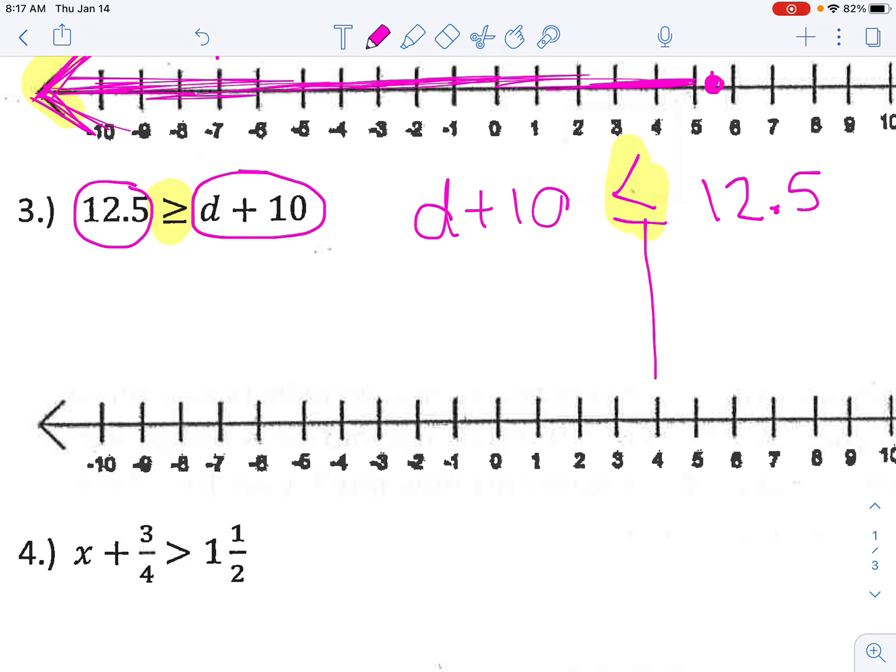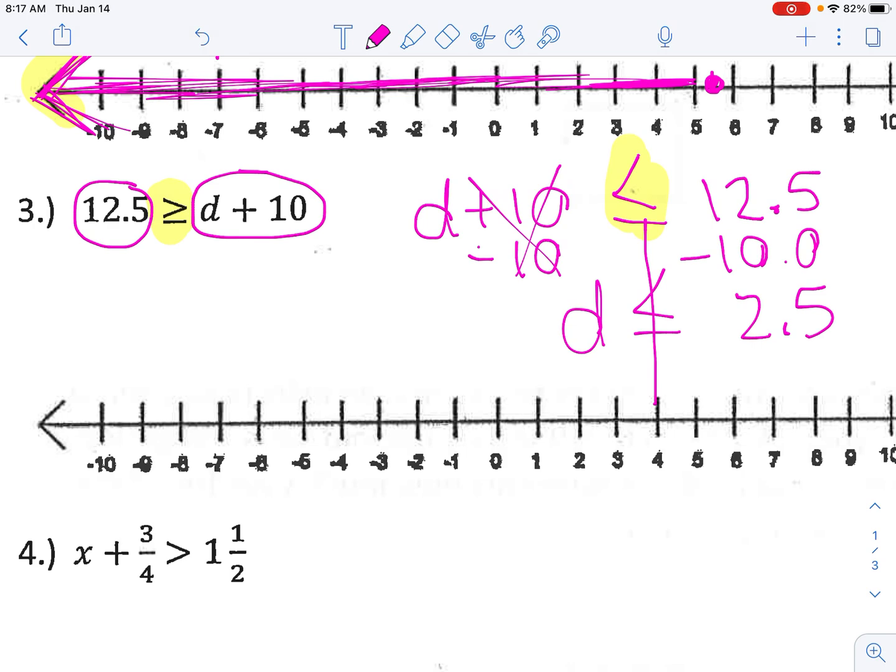Alrighty, here we go. Draw your mirror. Inverse operation: subtract 10 from both sides. Cancel your 10s on the left. d is less than or equal to 2 5/10. And put a box around your solution for me.